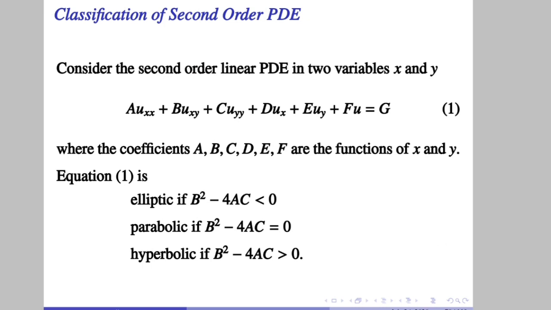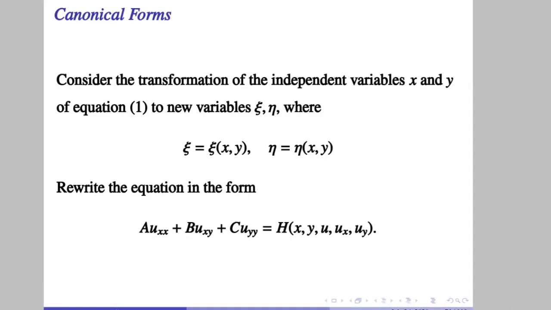Now the classification. Again, the second order equation is classified into three types based on the coefficients, that is for a linear second order equation. So based on the coefficients of uxx, uxy and uyy, the equation is elliptic if b square minus 4ac is less than 0, parabolic if it is equal to 0, and hyperbolic if it is greater than 0.